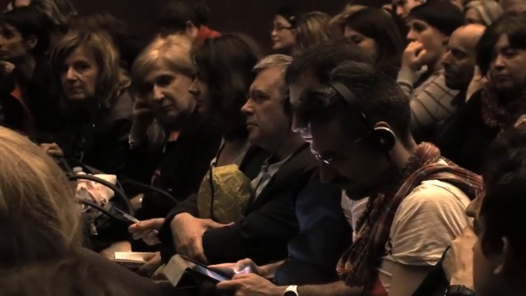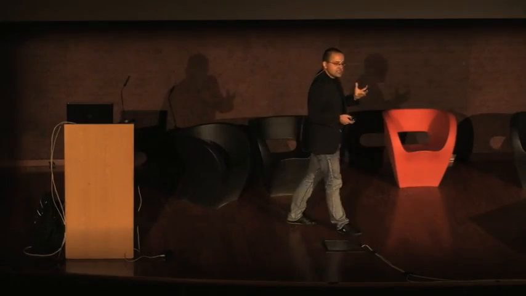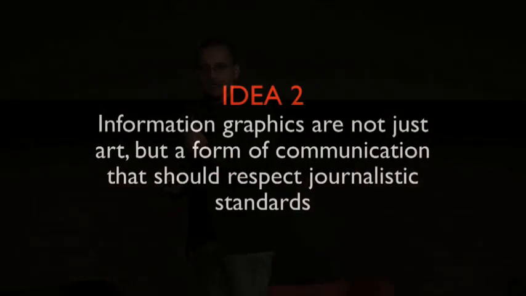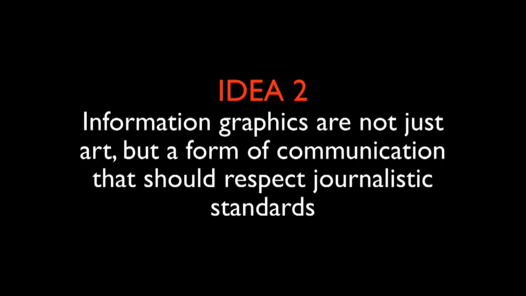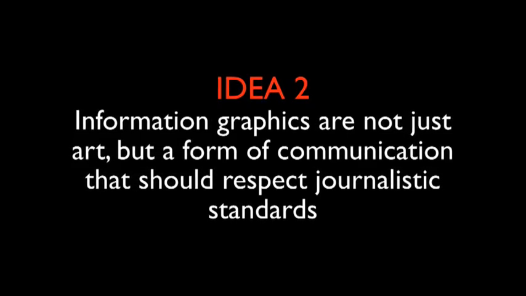The second idea, which I think is also very important, is that there is a lot of confusion between information graphics and illustrations. An information graphic is not an illustration. The example that I showed before is not an illustration, because it is not just a piece of art which conveys your feelings. No, it's a piece of information. An information graphic is a form of communication that should respect basically the same rules that you apply when you're writing a news story in terms of accuracy, in terms of precision, in terms of respecting the integrity of the data that you're presenting.